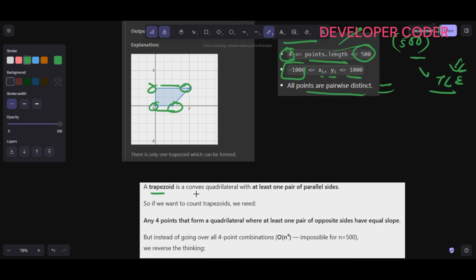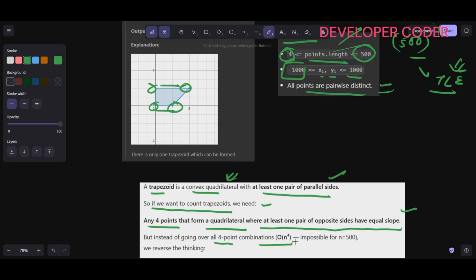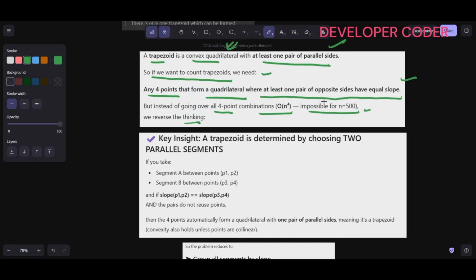What is a trapezoid? A trapezoid is a convex quadrilateral with at least one pair of parallel sides. So if we want to count trapezoids, we need any 4 points that form a quadrilateral where at least one pair of opposite sides have equal slope, right? But going over all the 4-point combinations, O of n to the power 4, is impossible for n equal to 500, right? So we have to reverse the thinking here. Okay, so how are we going to determine it?